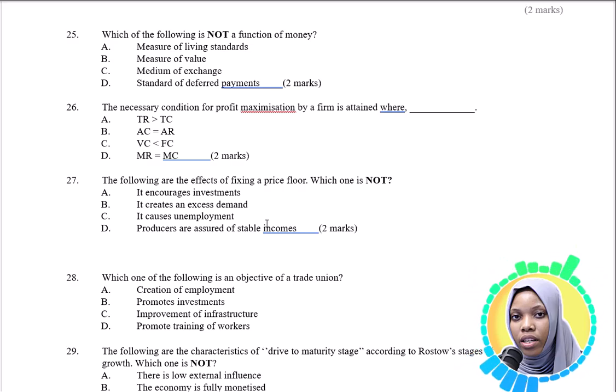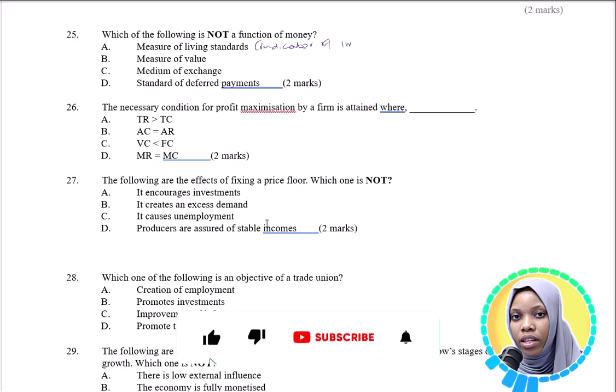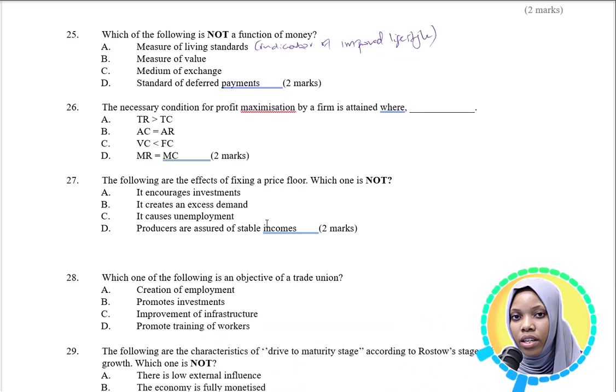Measure of living standard, this is an indicator of improved lifestyle. Measure of value, money can be used to compare value of goods and services. That is the value of a good, maybe the value of a car. You can compare the value of a car and the value of a TV, maybe using money.